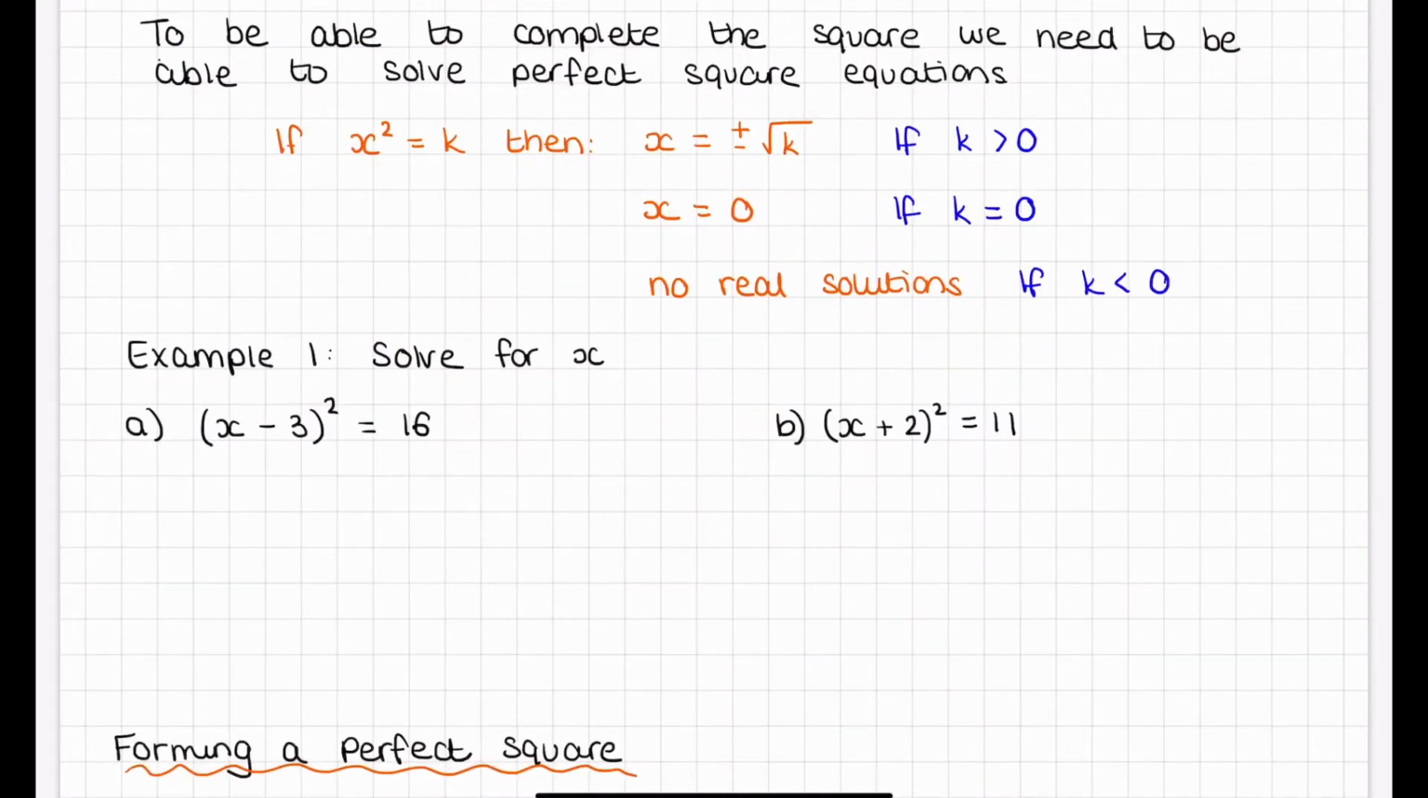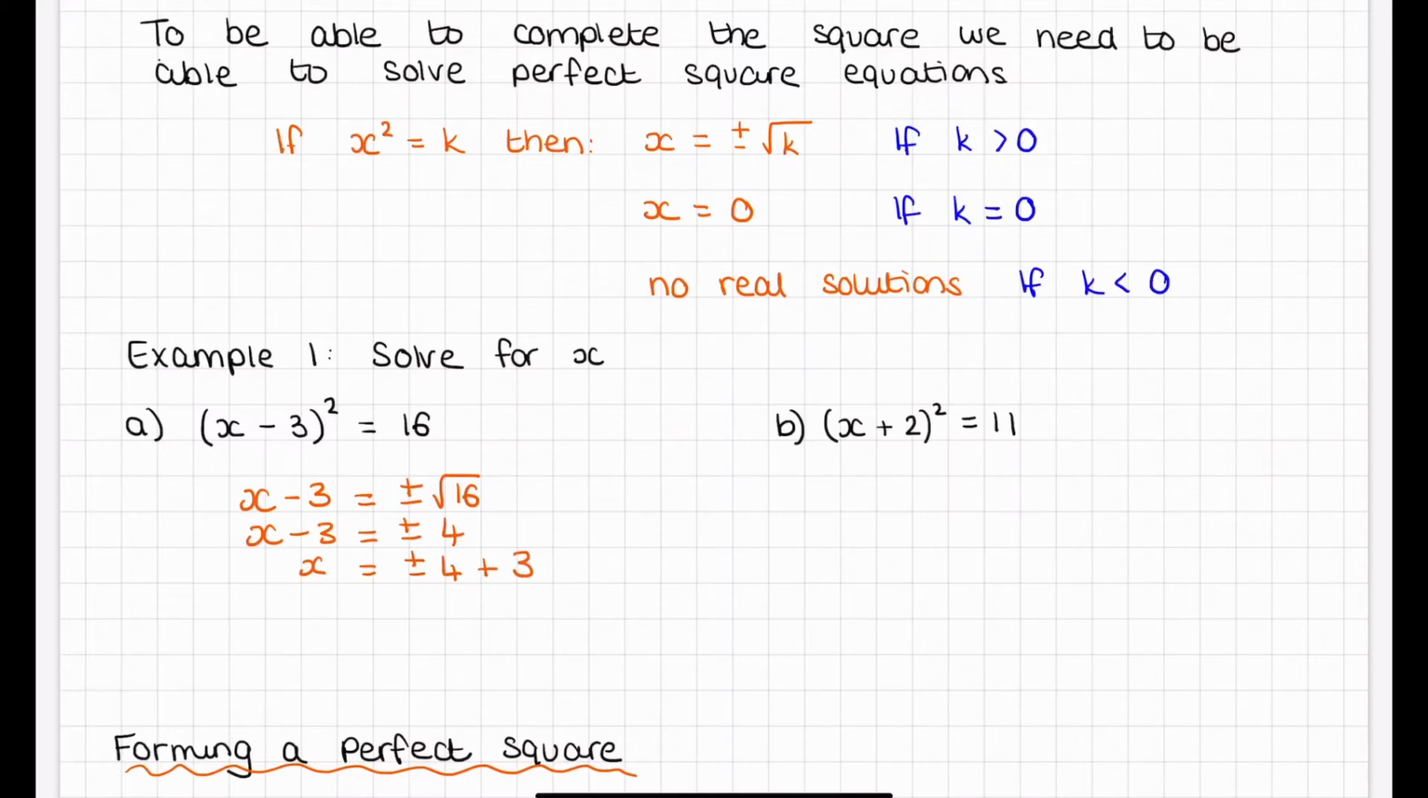Okay, so for this example, we're just going to solve for x. This process is actually the last step of solving a quadratic by completing the square, but I'm going to go through it first because it's the easiest part. When we're solving these, just think back to when we did this last term. We're going to get rid of the squared first. So x minus 3 will equal plus or minus the square root of 16, which means x minus 3 equals plus or minus 4. Then we take the minus 3 over by adding it.